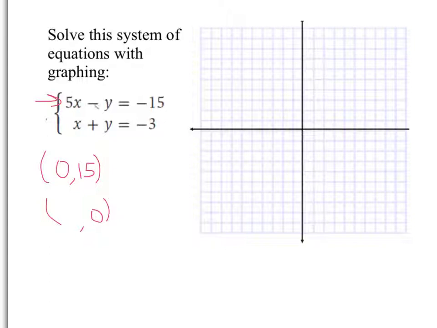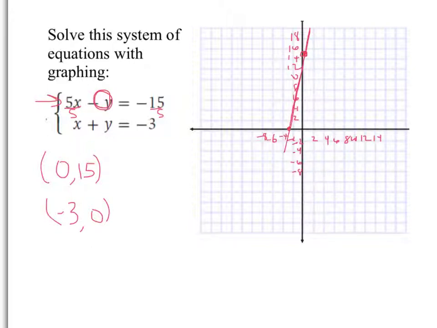If y was a 0, 5x equals negative 15, divide by 5 on both sides, and x would be negative 3. I can graph my first line. 0, 15. Ooh, it doesn't fit on my graph paper. All right, now I've got a scale of 2, so I can fit 0 up to 15, and negative 3, 0, and draw the line.